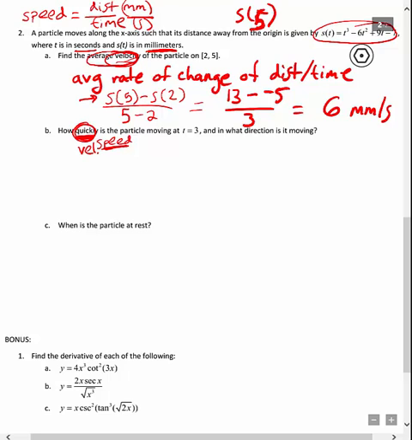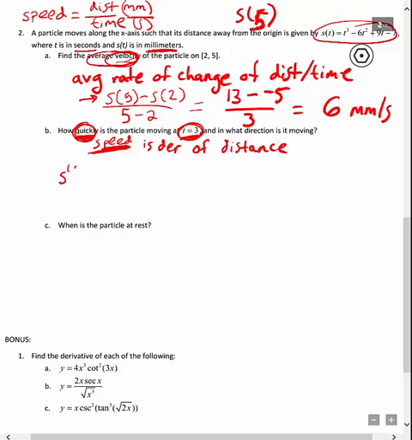And then at time equals 3. So now it's just at one time. So it's not an average anymore. Now it's at that time. So we have to know that the speed is the derivative of the distance or the position. Okay, so speed is our derivative of our distance.